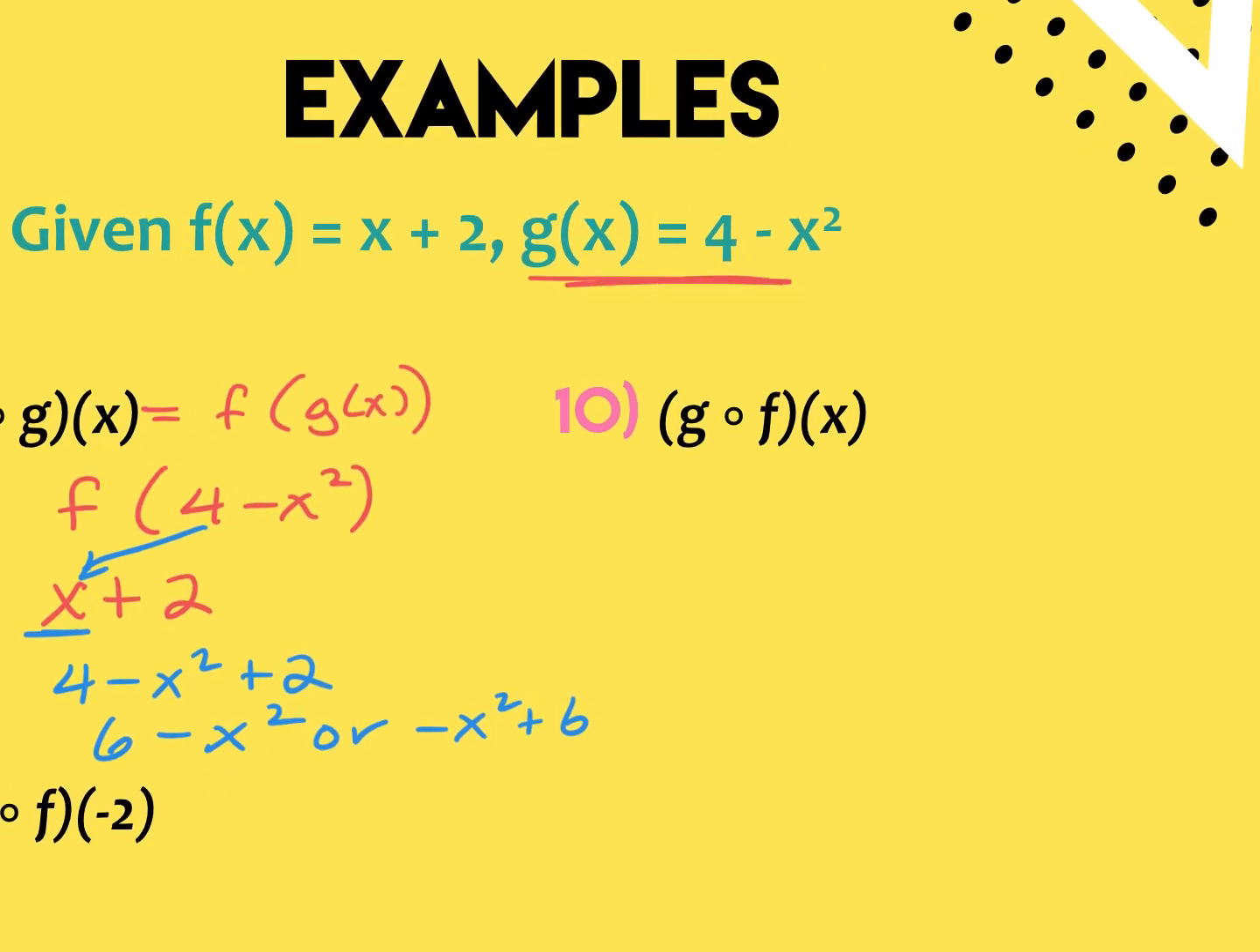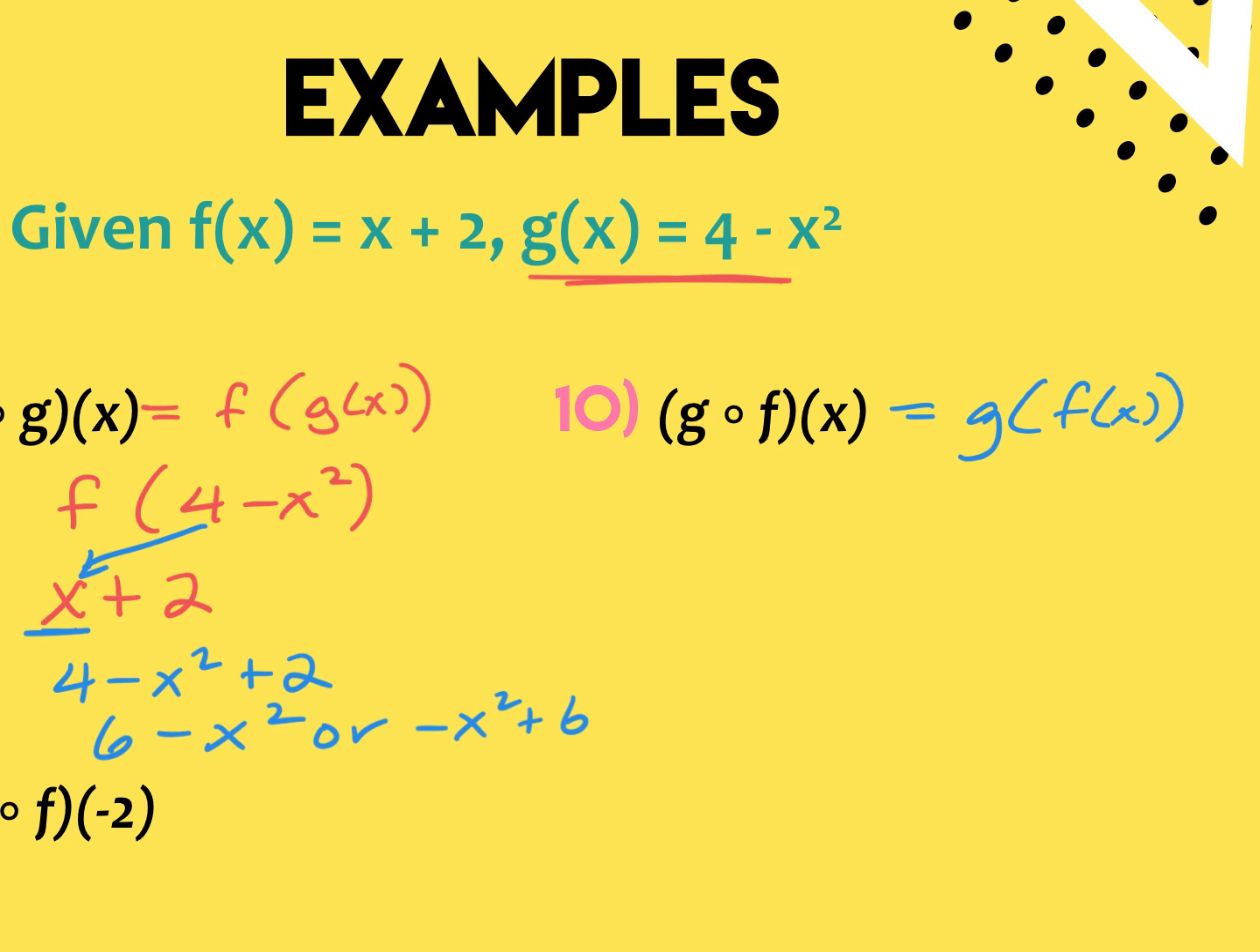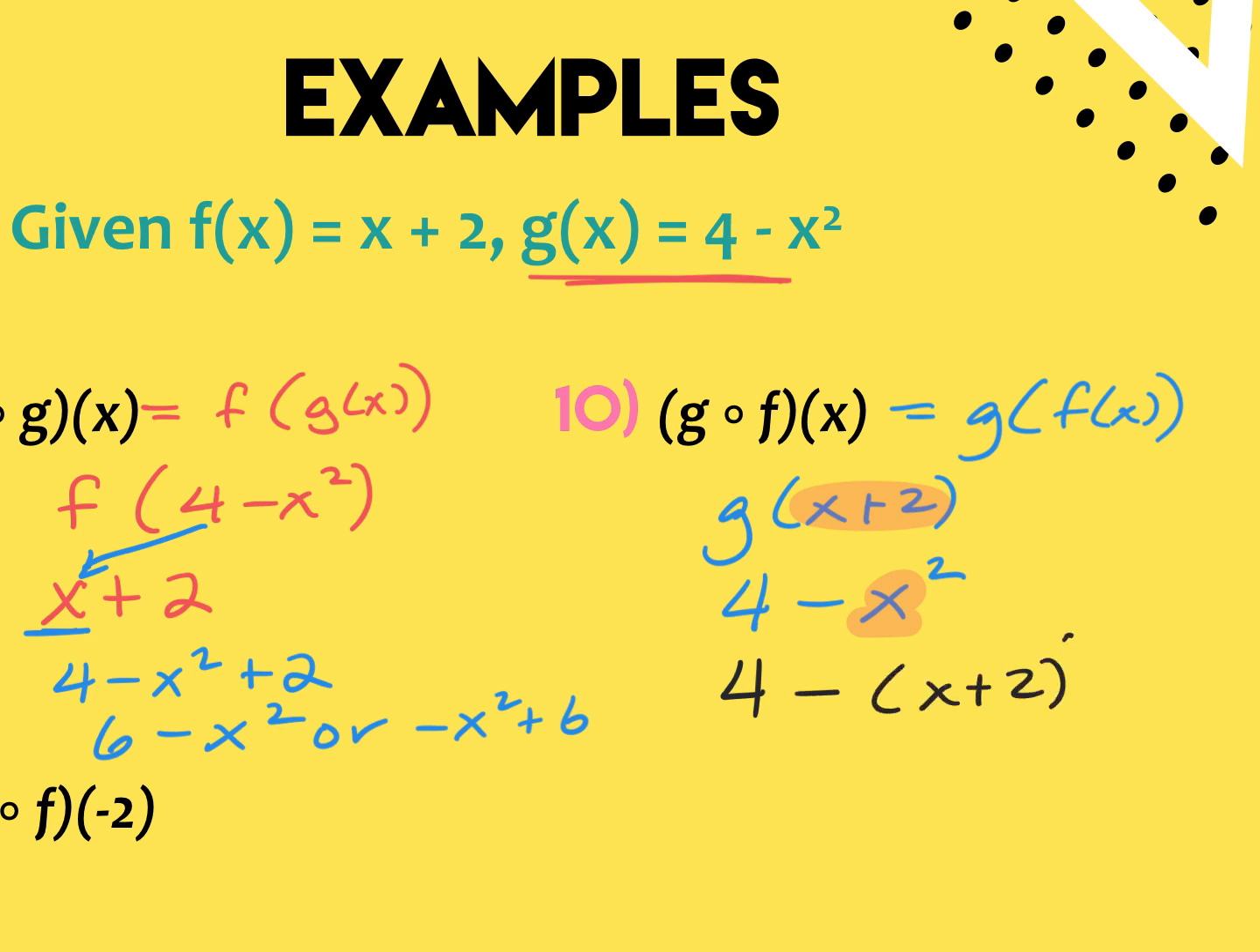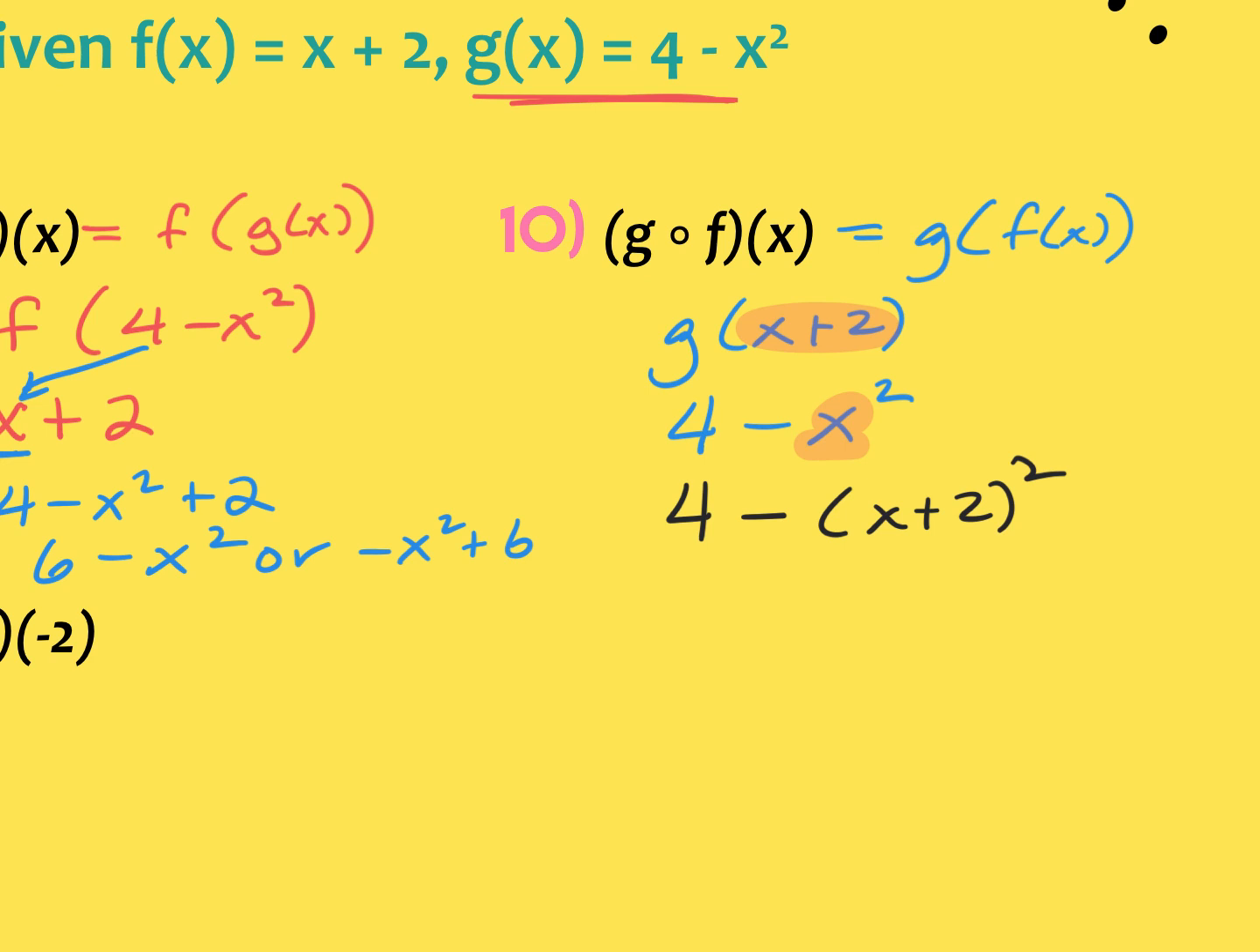Okay, so this one means G of F of X, and then what we're going to do is plug in the F of X function in for X into the G of X function. So remember, my G of X function is 4 minus X squared. So I'm going to be taking out X, and I'm going to replace it with X plus 2. I got to FOIL this thing. So it's going to become 4 minus (X plus 2) squared. So I'm going to FOIL that thing.